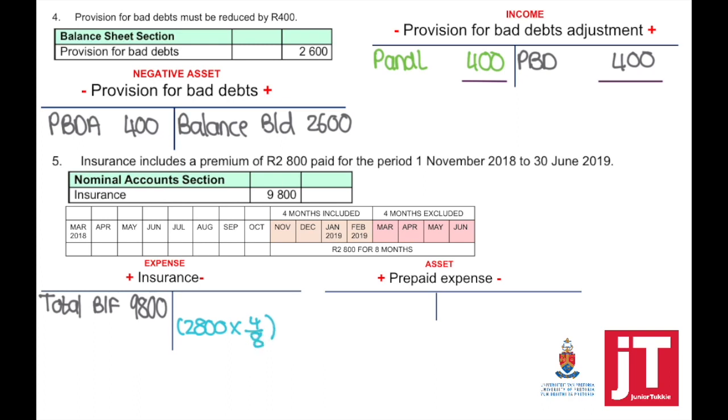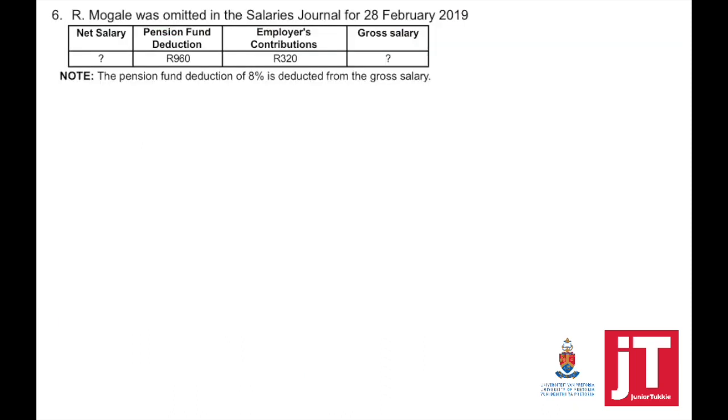So 2,800 times 4 divided by 8 means 1,400 must be taken out, where to prepaid expense. If we take the debit minus the credit, this is our total expense for this accounting period. Adjustment number 6, Mukhali was omitted in the salaries journal for 28 February 2019.